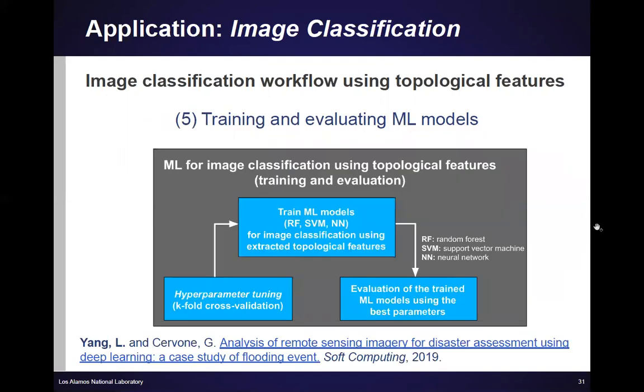Once we get the image skeleton and the topological features from the image skeleton graph, we train and evaluate machine learning models. We use multiple machine learning models: random forest, support vector machine, and neural network. Then we also did k-fold cross validation and hyperparameter tuning. Then we evaluate the models using the best parameters from the hyperparameter tuning.